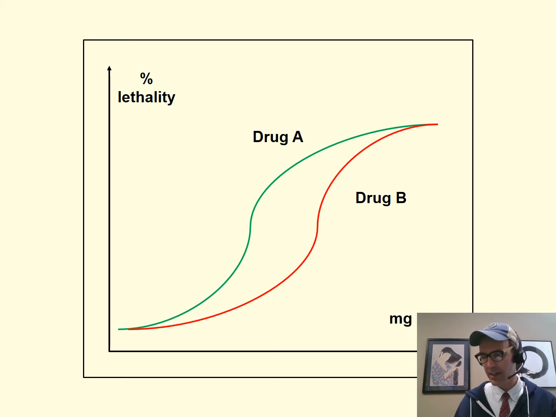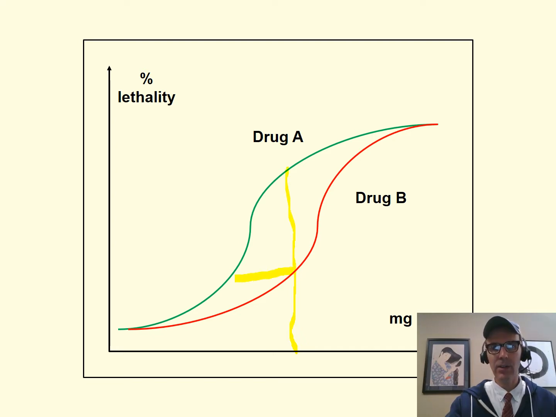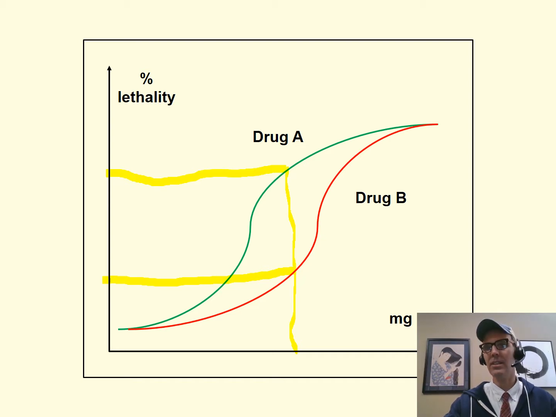Well, we can see here that for any given dose, let's say about here, let's say this is 50 milligrams, a relatively lower percentage of animals taking drug B die. And at that same dose of drug A, a higher percentage of animals die. So clearly drug B is less toxic, it's less likely to produce lethality than drug A at almost any dose.